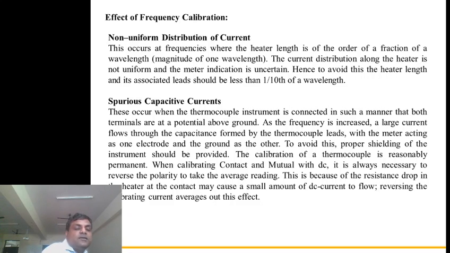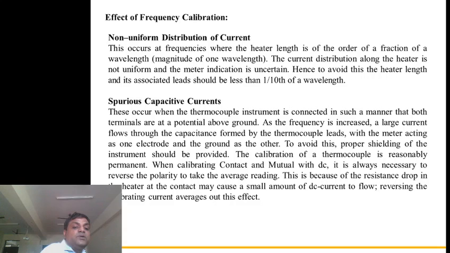Then next is non-uniform distribution of the current. That can also occur at high frequency. The current distribution is non-uniform due to the heater length, because at high frequency the length of the heater is comparable to the wavelength of the frequency. Then the current distribution along the heater is not uniform and the meter indication is uncertain. Hence, to avoid this, heater length and associated leads should be less than 1/10 of the wavelength.